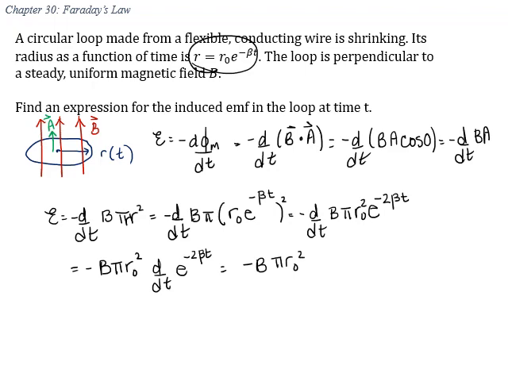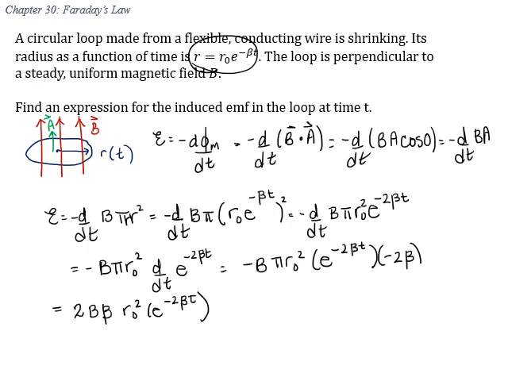E is probably my favorite thing to take the derivative of because you still have your e term. Then you multiply by the derivative of the exponent, which would be minus 2 times beta. Okay, let's pull that together a little bit. So minus times minus gives us a plus. I'll pull that 2 in front. So I've got 2 times my magnetic field B times my constant beta. Then I've got my r naught squared times e to the minus 2 beta t.